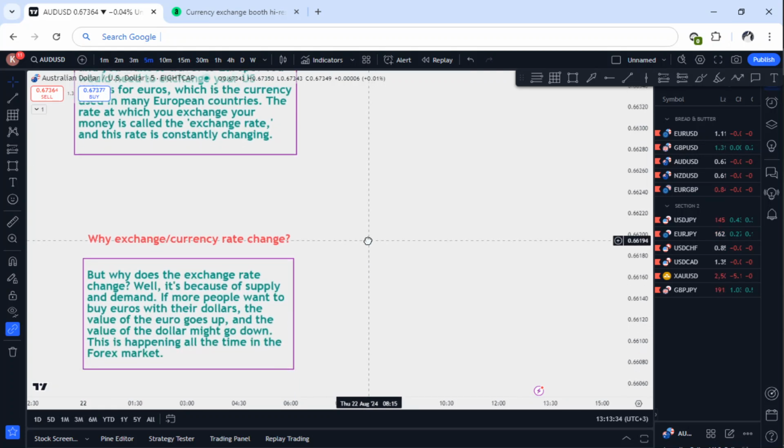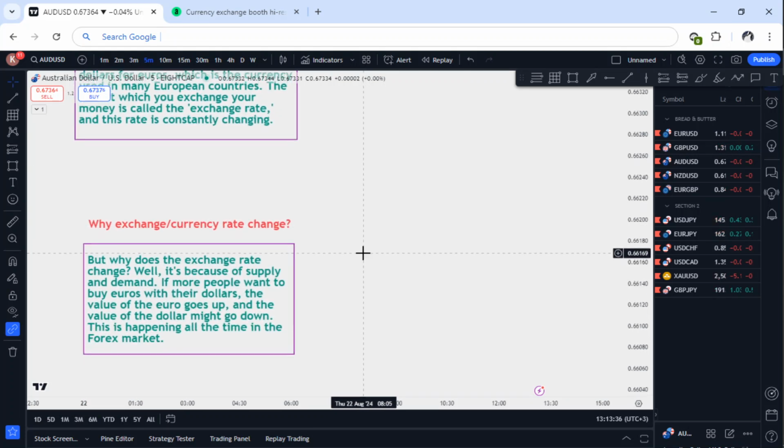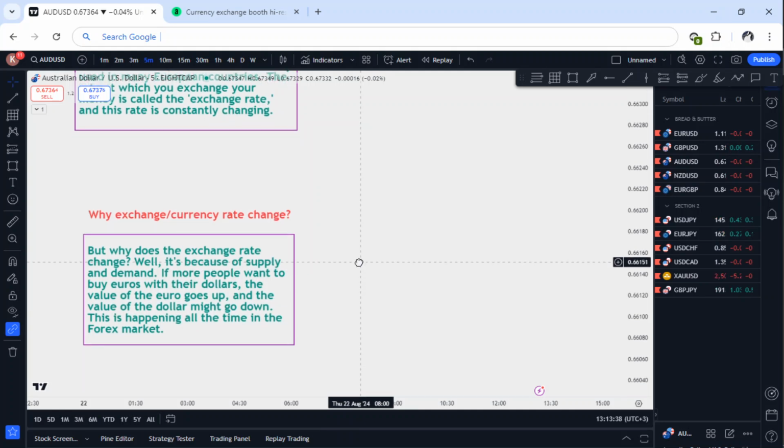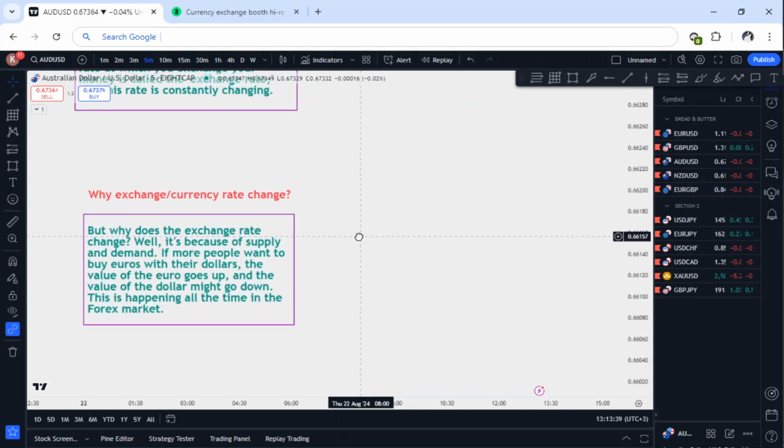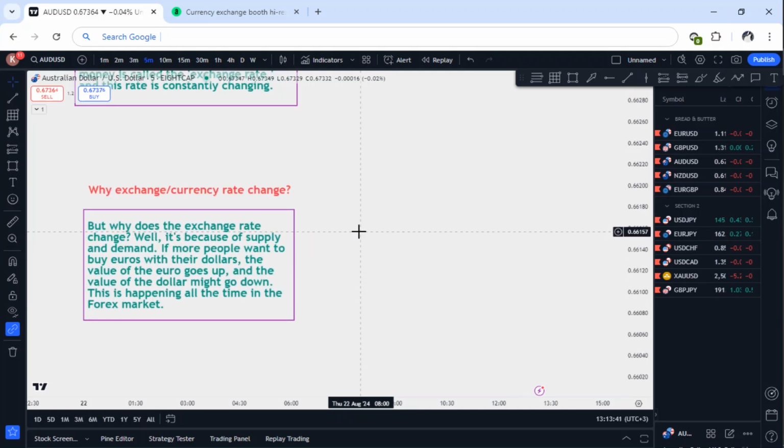So why do exchange rates or currencies change over time? It all boils down to what is called supply and demand. If more people want to buy euros with their dollars, the value of the euro goes up and the value of the dollar might go down. This is happening all the time in the market.